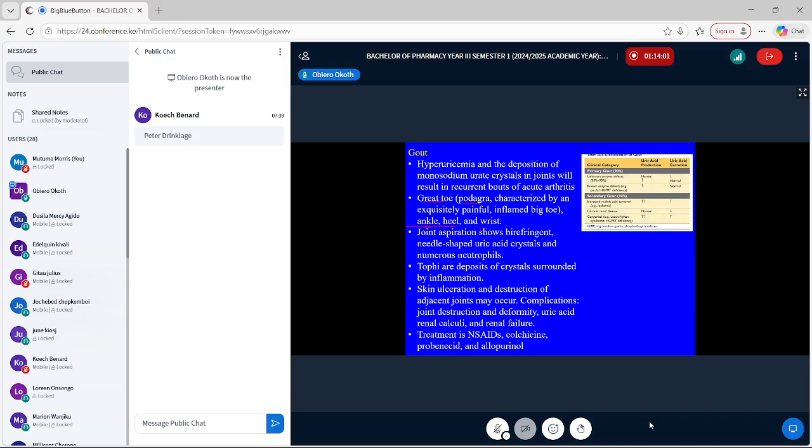When you do a joint aspiration, that's how normally we manage them. You see birefringent needle-shaped uric acid crystals, because this is due to excessive deposition of uric acid. So this uric acid gets deposited, and then neutrophils come in. Now the problem with the uric acid is that they are membranolytic. So when they are swallowed by the neutrophils, they just pierce through the membrane of the neutrophils and come out. So neutrophils are trying to deal with it, but they cannot deal with it. The end result is what we call a frustrated phagocytosis.